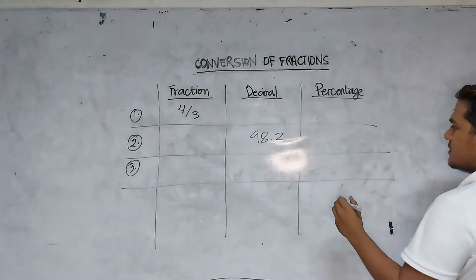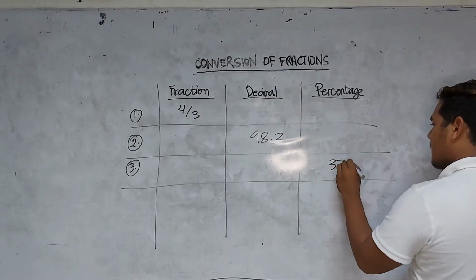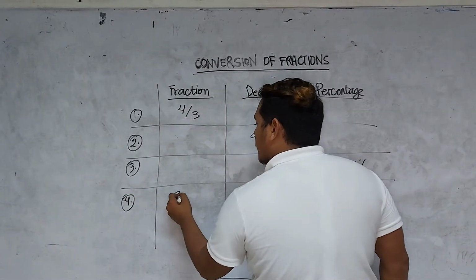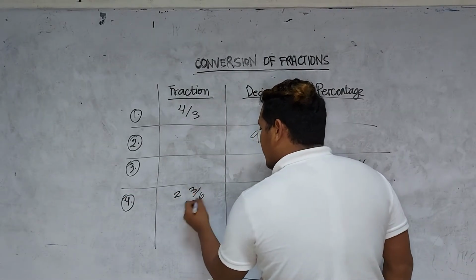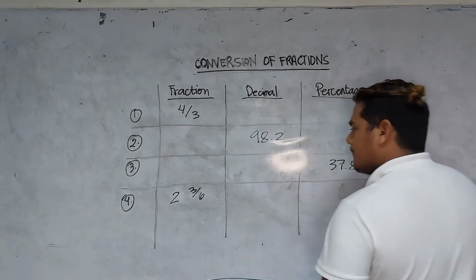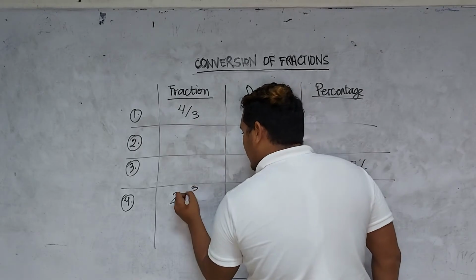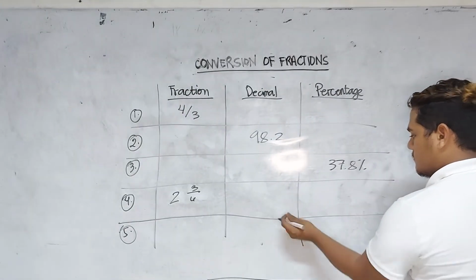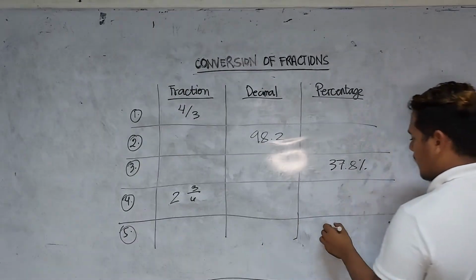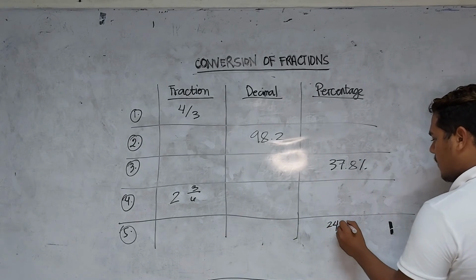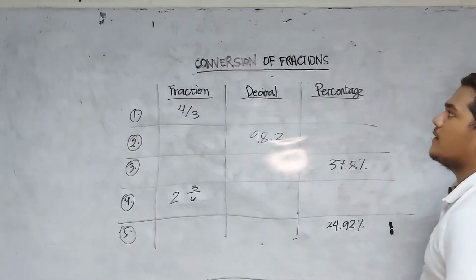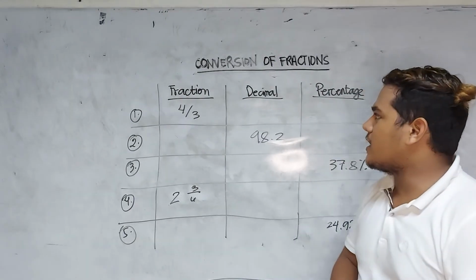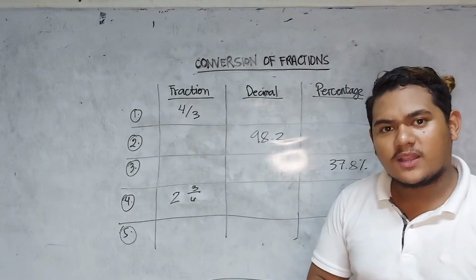98.2 percentage 37.8%. Number 4, 2 and 3, 6. Number 5. 1, 2, 3, 4, 5, 6, 7, 8, 9, 10. Convert each of the given and provide what is missing.